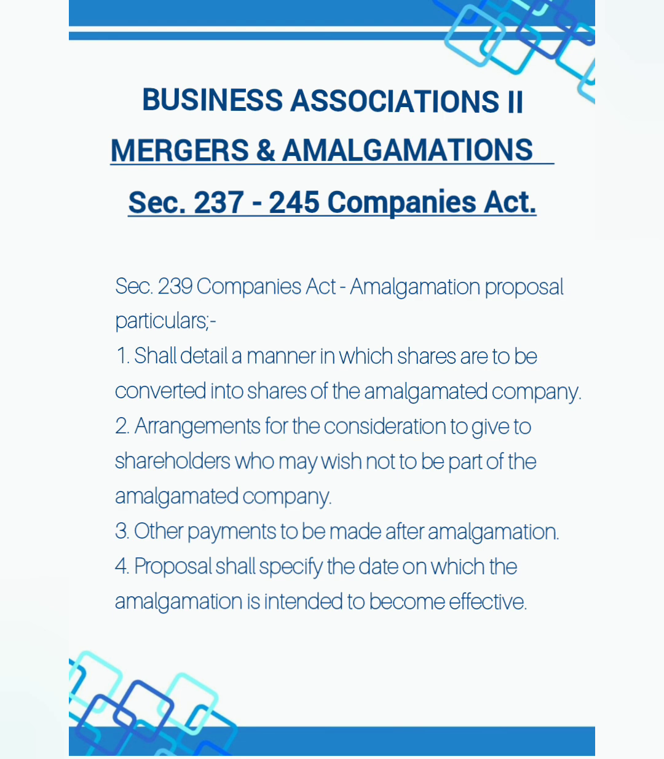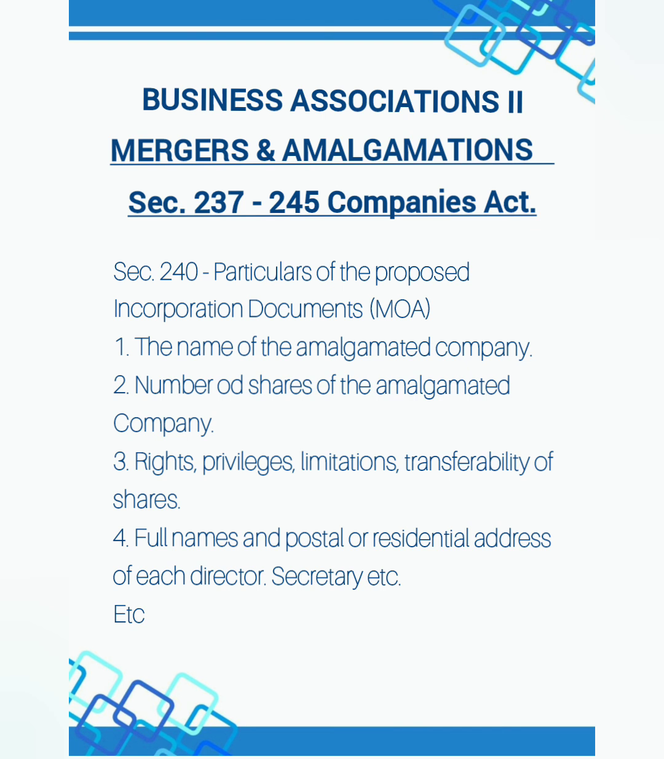Then let's look at the incorporation document as stipulated under section 240. It tells us that the incorporation document for authorization under this section must be prescribed and must in particular state the name of the amalgamated company. Yes, so the incorporation document shall be the memorandum of association of the new company. Are we together? The proposed incorporation document shall be the memorandum of association of the new amalgamated company.